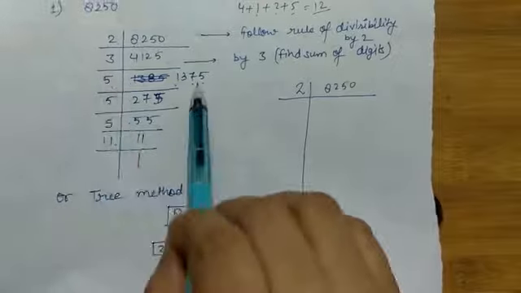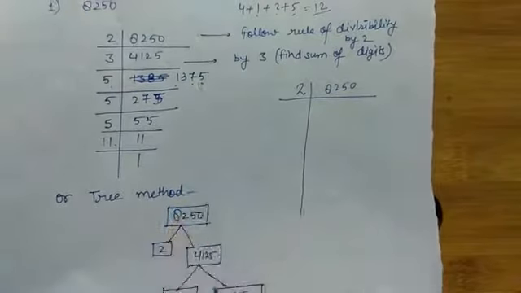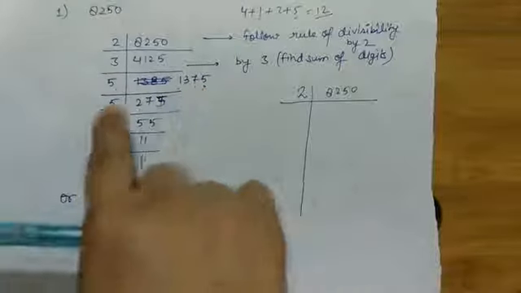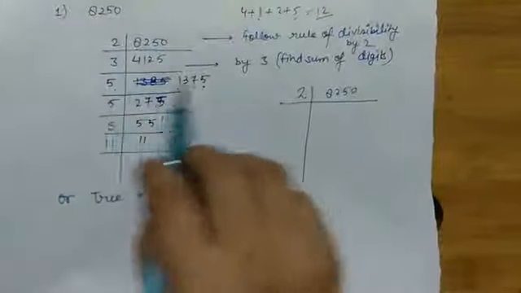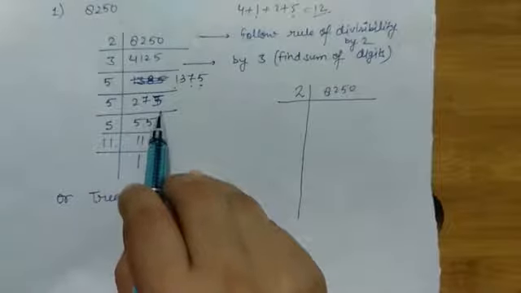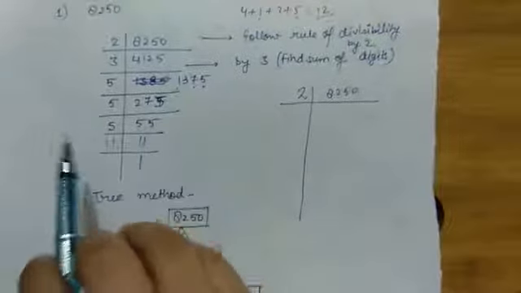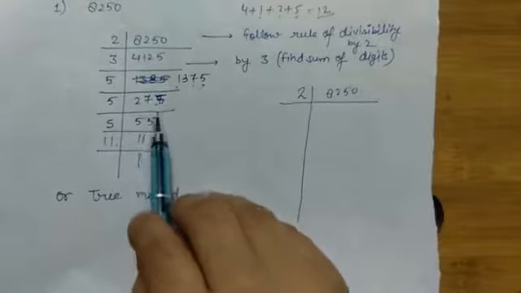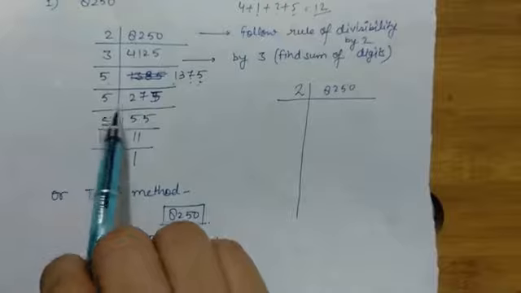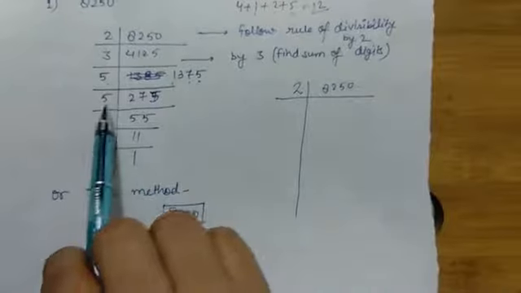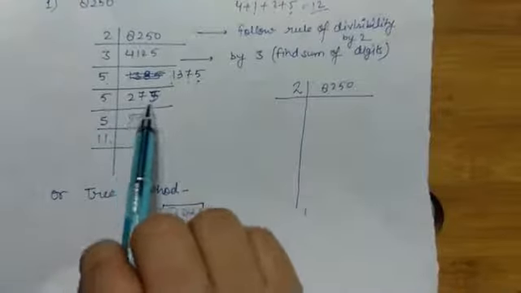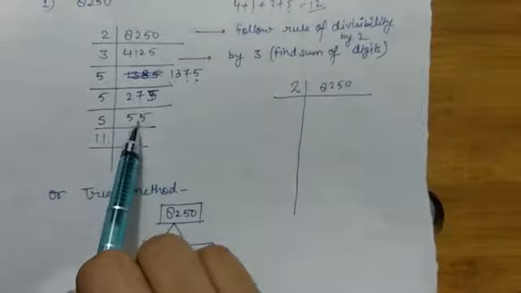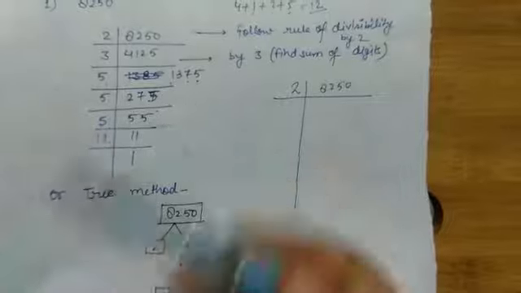We will divide by 5. We can see that the last digit is 5, so there is no doubt about whether it is divisible or not. When we divide it, we will get 275. You all know how to do the division process. Further, the last digit is 5 again, so this number is also divisible by 5. When we divide, we get 55. Then again it is divisible by 5, so we take 5 further until we get another prime number through which it is completely divisible.